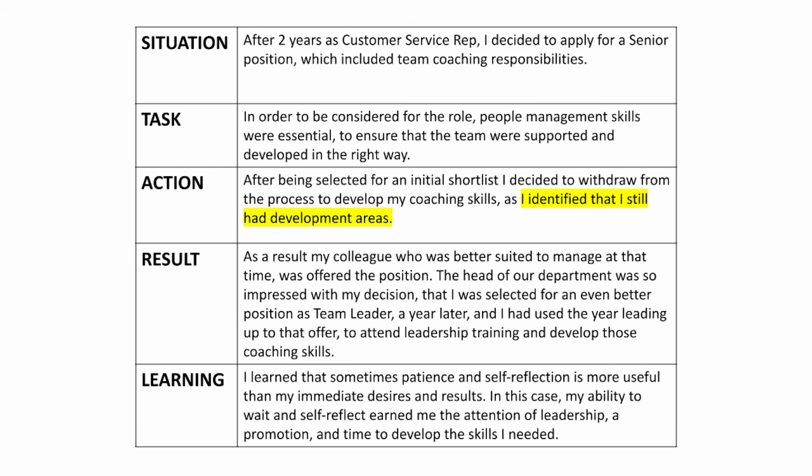When you say, I identified that I still had development areas, this is a demonstration of self-awareness, which is part of emotional intelligence. Then here, where you share your learning, you actually mention self-reflection. So adding a learning always boosts and levels up a STAR method answer, because adding a learning means that you're telling the interviewer what you learned, and in some cases, what you would do differently next time.